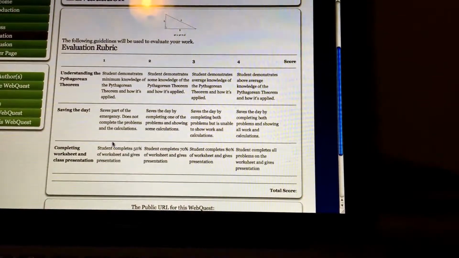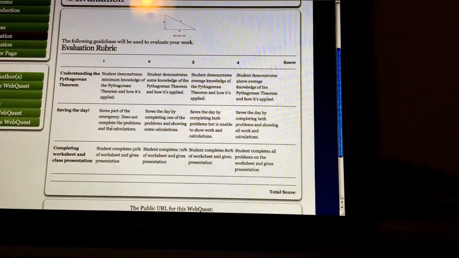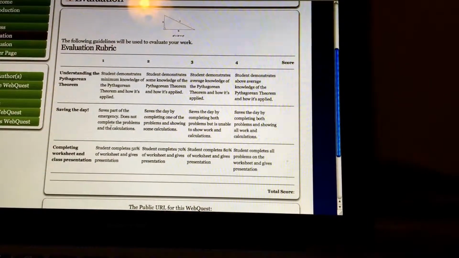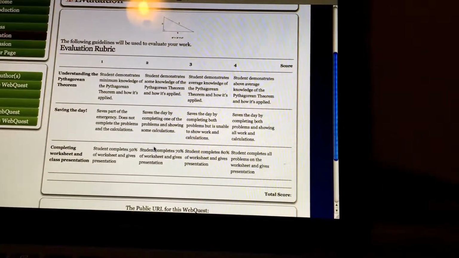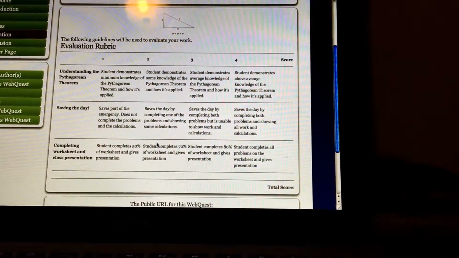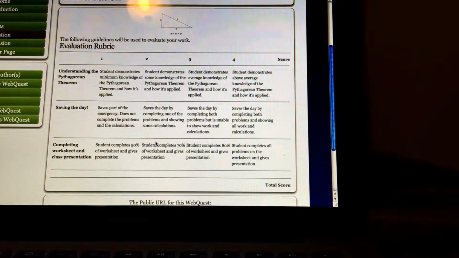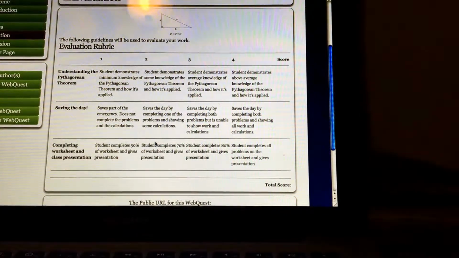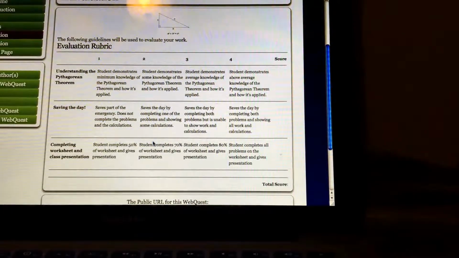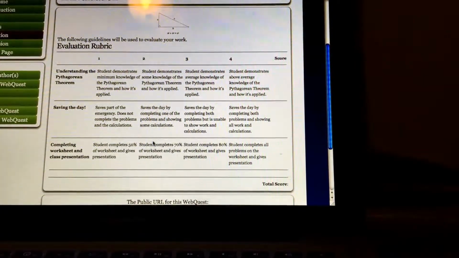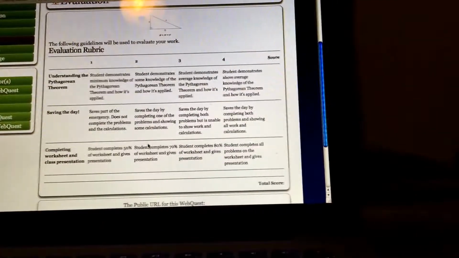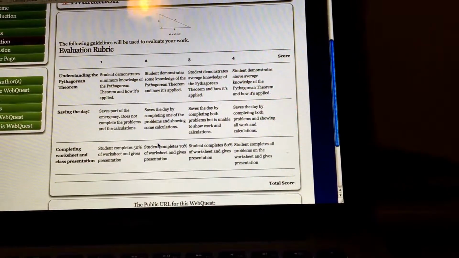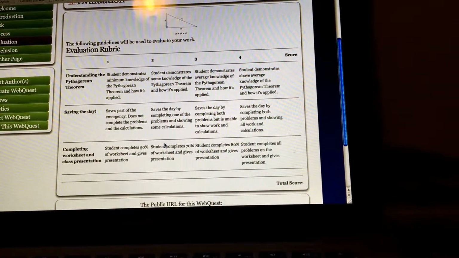Now, saving the day. You'll get a 1 when you save part of the emergency. You don't complete problems and don't show calculations. You'll get a 2 in saving the day by completing one of the problems and showing some calculations. A 3, you save the day by completing both problems, but you don't show your work or calculations. A 4 will be given if you save the day by completing both problems and showing all work and calculations.